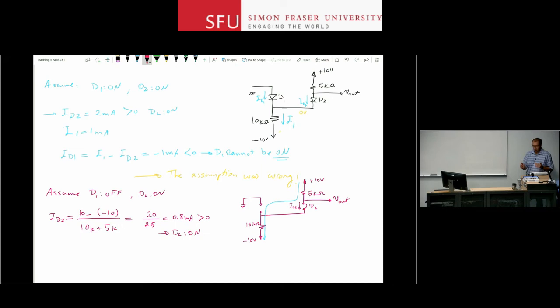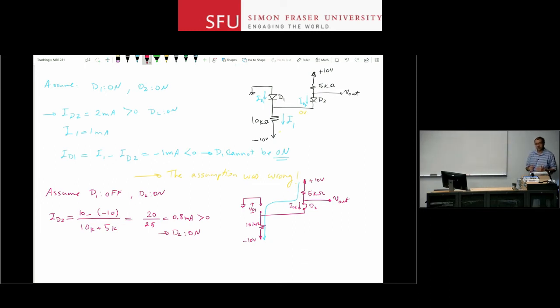But what about D1? So this is where D1 is. This is VD1. ID1 is obviously 0. But because of the direction of D1, remember D1 is pointing downward, so VD1 is like that. Is D1 on or off? I need to check that, right?